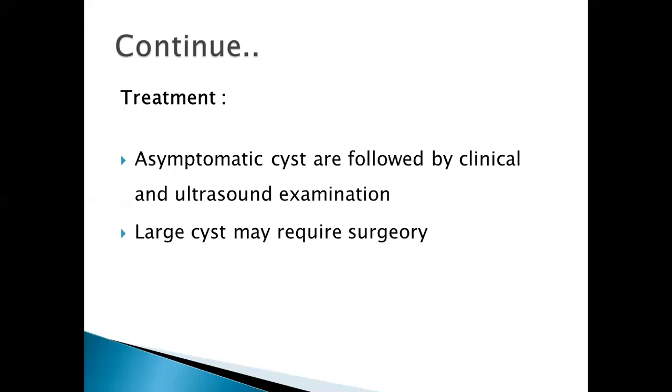Treatment of the ovarian cyst during pregnancy: if the cyst is asymptomatic but only accidentally diagnosed, it should be followed by clinical and ultrasound examination. Large cysts may require surgery. Surgery is usually postponed until the late second or early third trimester. But in the case of rupture or torsion, if the patient presents with acute abdominal pain, the patient may need emergency laparotomy irrespective of the duration of the gestation.